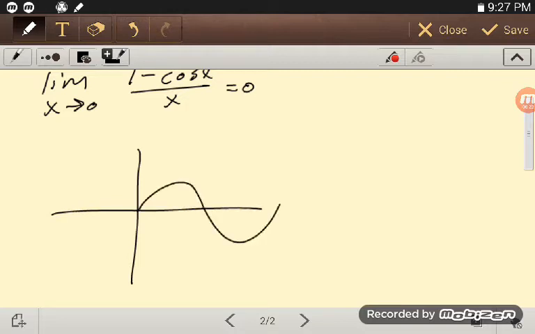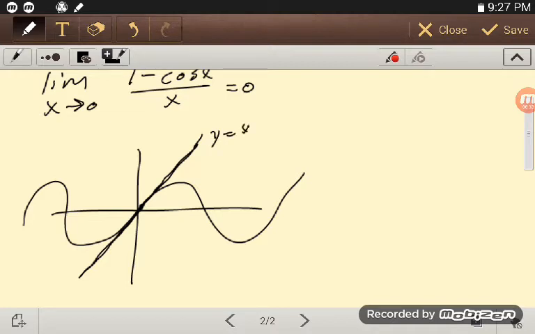I know sine of x is doing something like that, and y equals x is doing that. So here's y equals x, here's y equals sine of x. As they come in, they look very much alike, and if you zoom in, they look very, very much alike. So these values are about the same, and that's why when you take the ratio, you get 1, because the values are about the same.